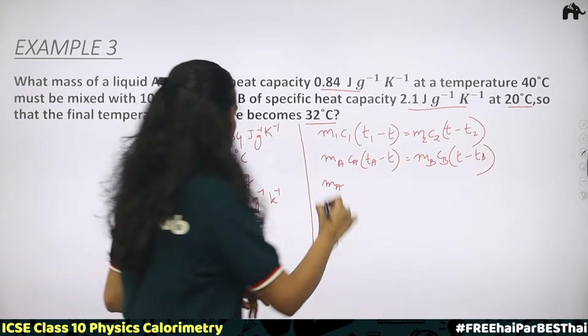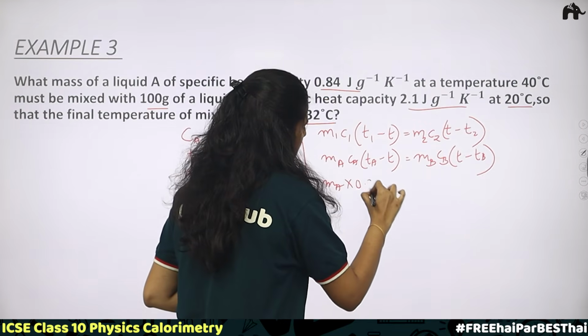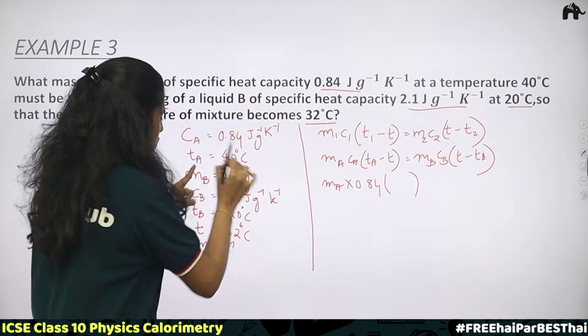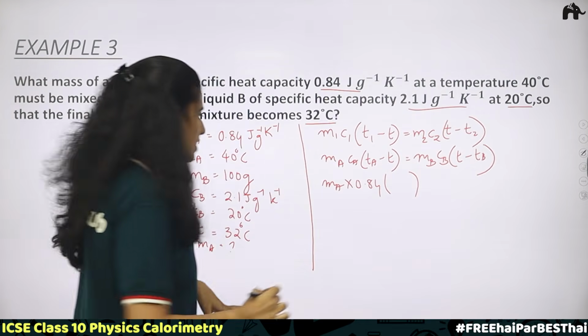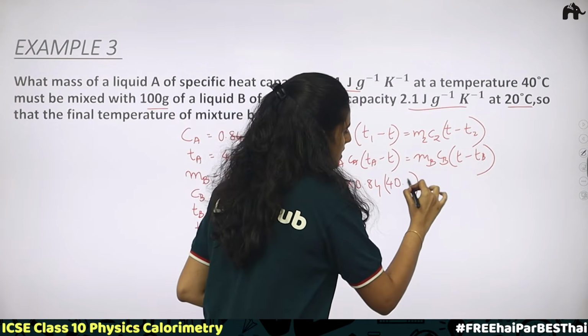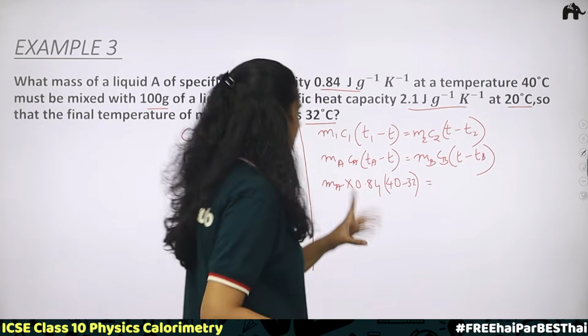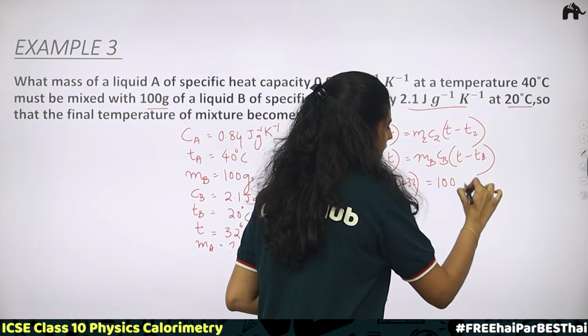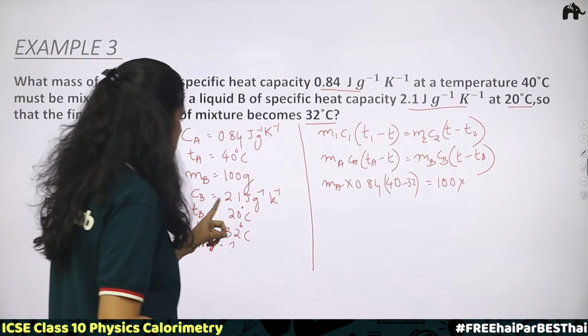CA is 0.84, into TA minus T. Here TA is 40 degrees Celsius, T is 32 degrees Celsius. 40 minus 32 equal to MB. Mass of B is 100 grams. 100 into CB. CB is 2.1.